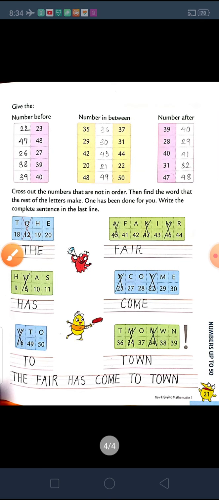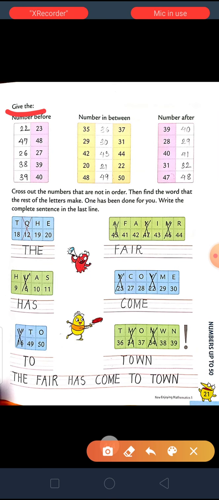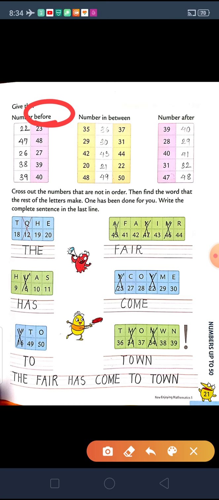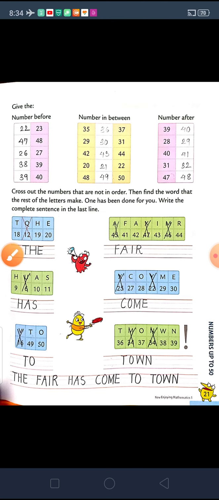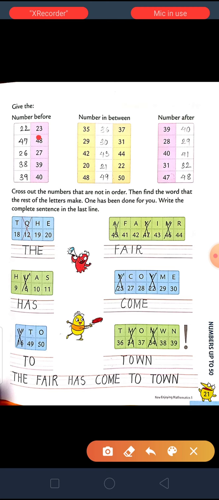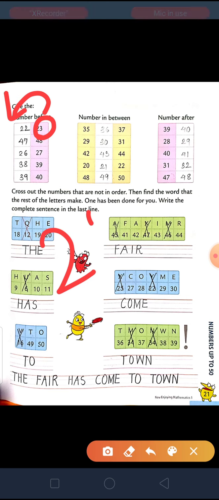Next topic is give the number before, number in between, and number after. So as we have done the previous topic, it will be very easy for you to understand. Why? Because before number means when you climb down the ladder, you have seen we write the before numbers. So like that you have to write the before number. Now here see 23 is given here. So before 23 comes 22. So we will write 22 in that column.